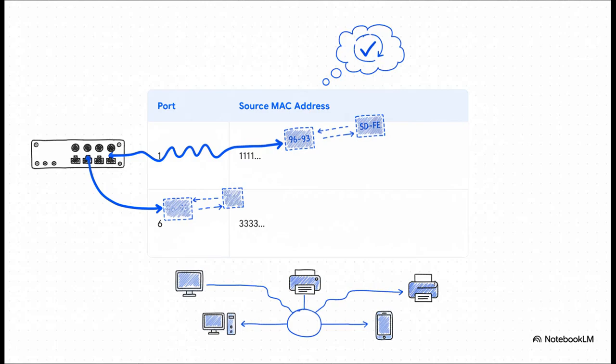Just take a look at this table. When a message from the MAC address ending in 9693 comes in on port 1, the switch makes a little note. "Got it, that device lives on port 1." Then, a message comes in on port 4 from the device ending in 5D-FE. It adds that to its map too. Over time, it automatically learns the location of every active device on the network, all by itself.